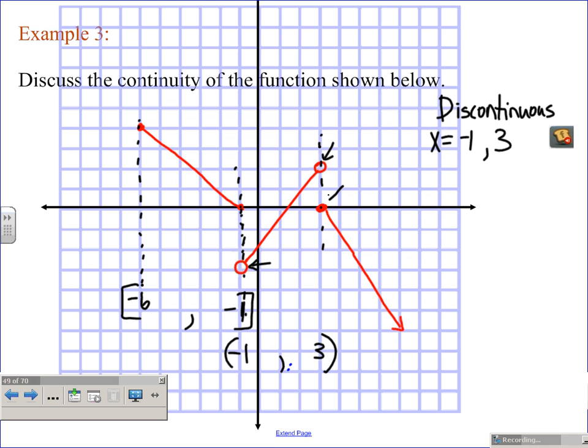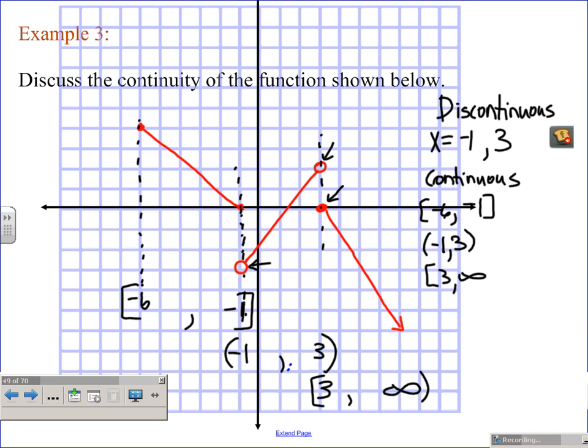And then the last one, so we're starting here and going to infinity. So we're going from 3, that includes 3, so we use a bracket, all the way to +infinity, use a parenthesis. So it's continuous on the intervals from -6 to -1, and then from -1 to 3, and from 3 to +infinity. Okay.